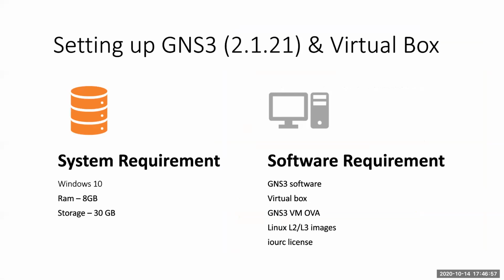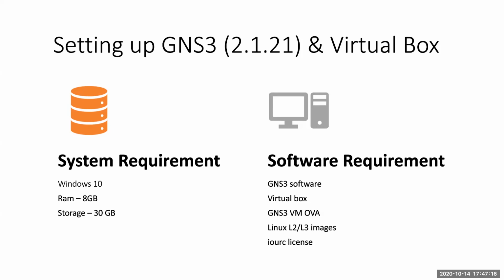So we cannot finish all of GNS3 today. So these are the system requirements. It's Windows 10, it's fine. RAM of 8 GB would be good, and storage of 30 GB is fine. And the software requirements are the GNS3 software. So this version is compatible. I mean, this tutorial is compatible with 2.1.21.